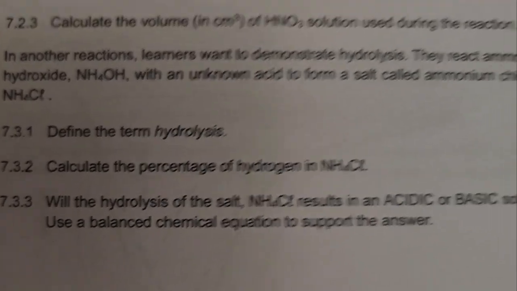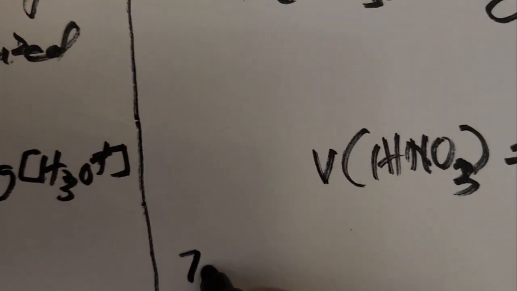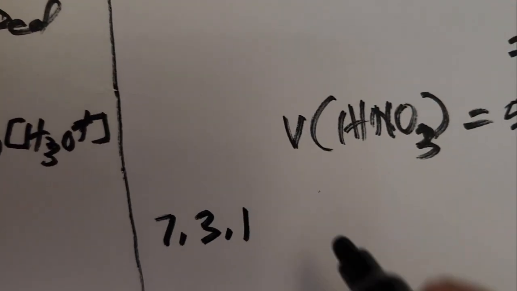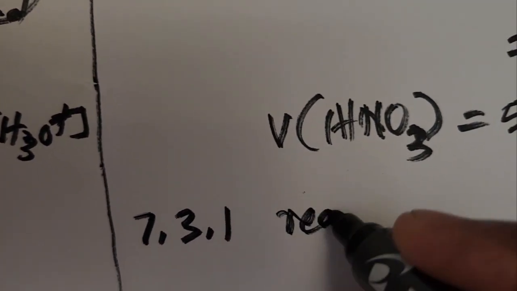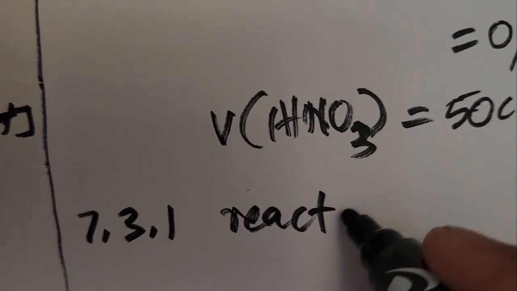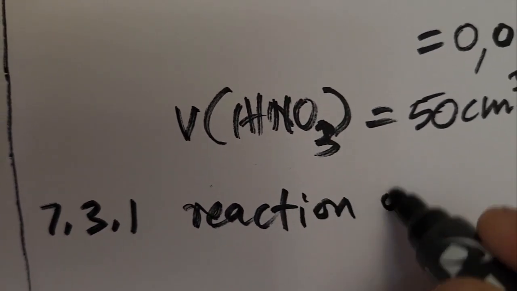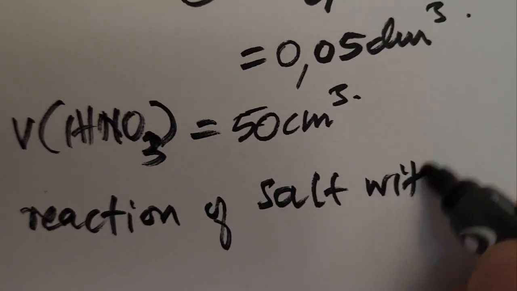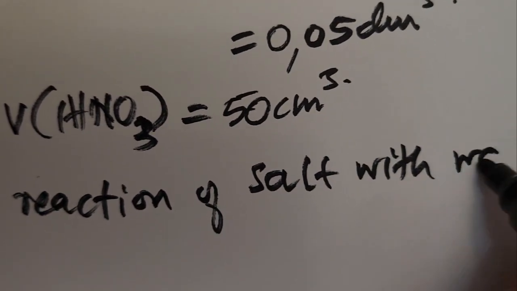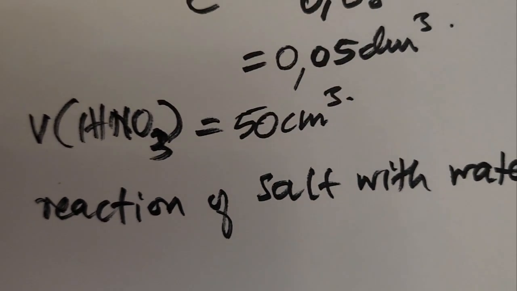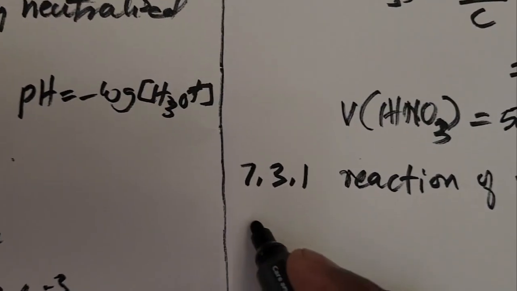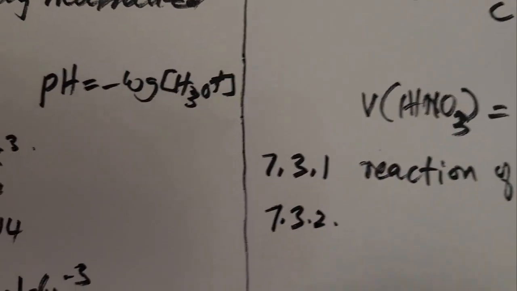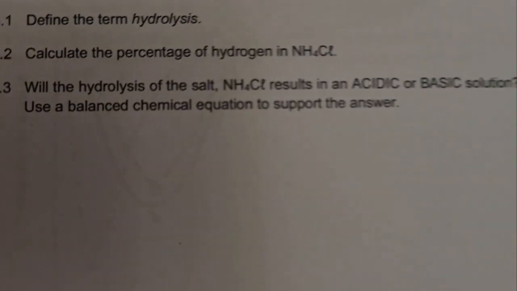Define the term hydrolysis. We know according to our examination guideline, therefore that is 7.3.1. Hydrolysis will be the reaction of salt with water. Reaction of salt and water, no problem, it's fine. 7.3.2, let's check what is needed now.